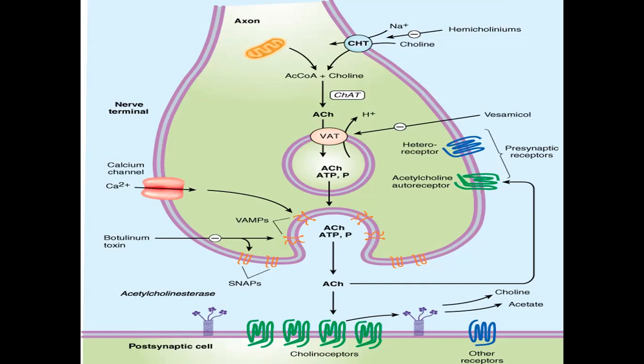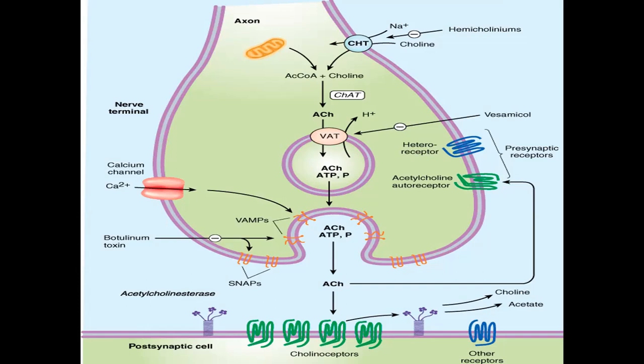Acetylcholine is very, very rapidly degraded by acetylcholinesterases in the synaptic cleft to choline and acetate. Again, this choline is taken up by the presynaptic terminal. Okay, it is taken up again, and then acetylcholine is formed again. This is how it goes on.